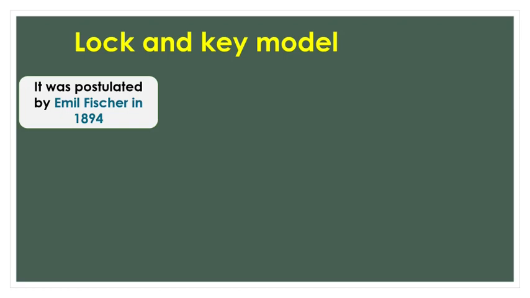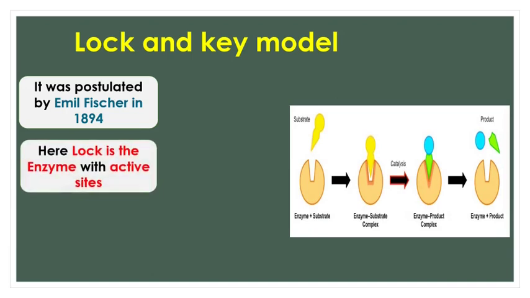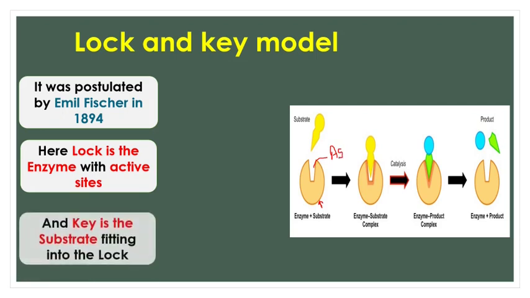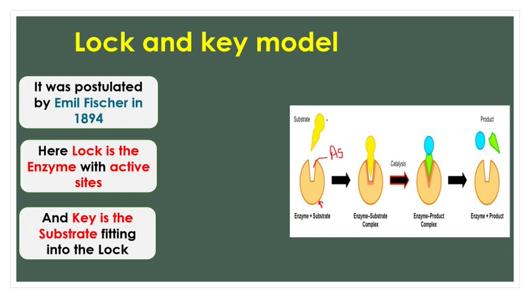It was postulated by Emil Fischer in 1894. According to this model, the lock here is the enzyme. So this big part, the enzyme, is acting as a lock and it has some sites. These sites are called active sites, as you can see in the picture. As I am writing, these are active sites. The key is the substrate. This substrate behaves like a key and it fits into the lock to form the enzyme substrate complex. This is enzyme E and this is the substrate. They fit into each other.